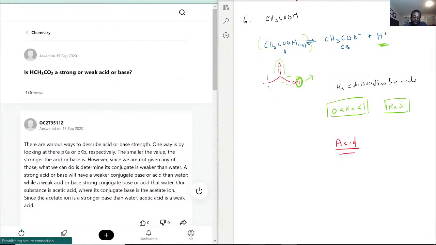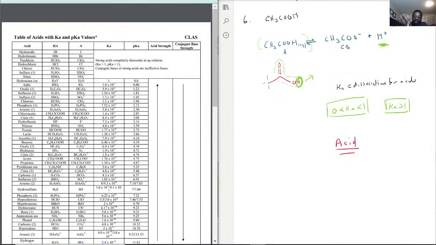And hopefully you were given an actual sheet, and we go over to our acid sheet here. We're looking for acetic acid. So CH3COOH, there we go, acetic acid. What is this Ka? It's 1.76 times 10 to the negative 5. And you can already kind of see the answer here. Anything greater than 1 just says strong acid. That's all you need to know.